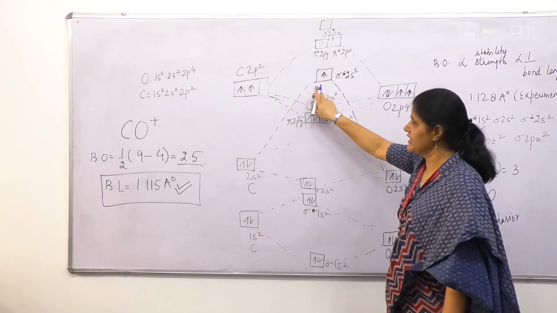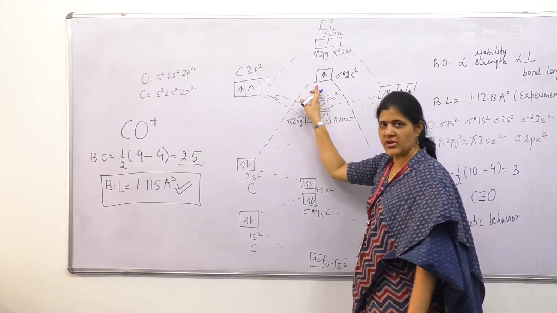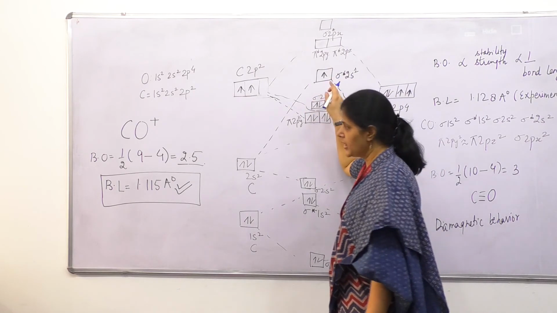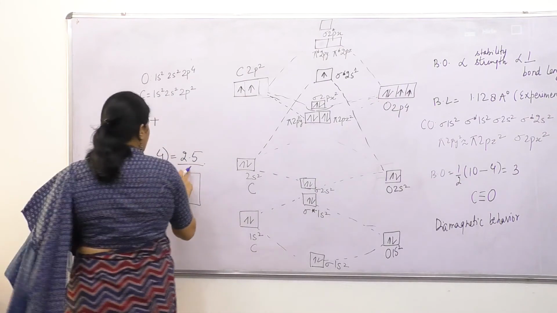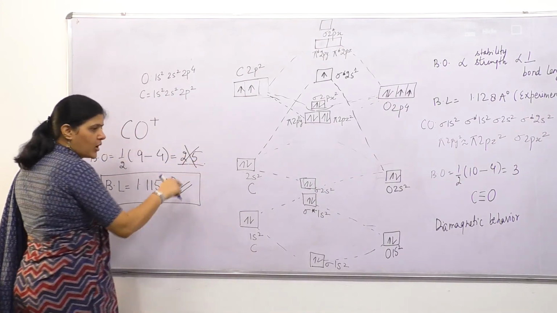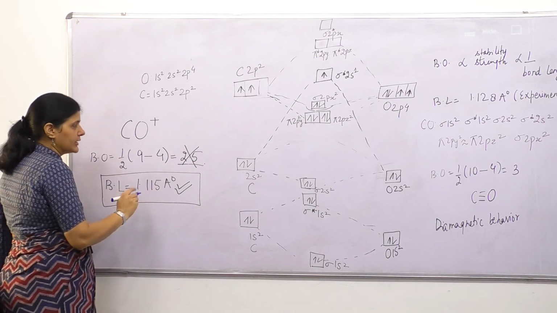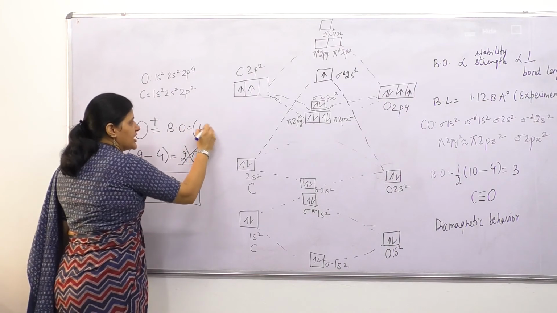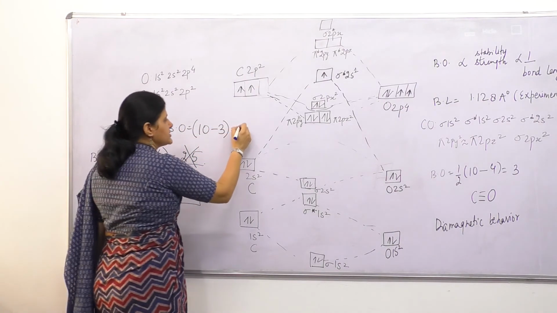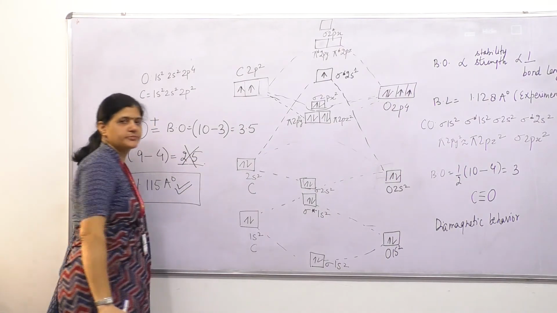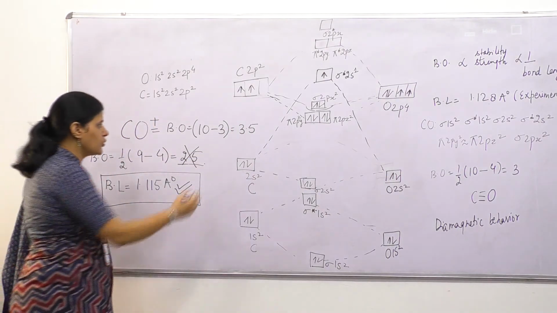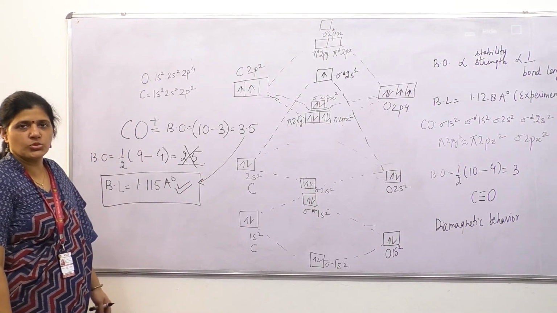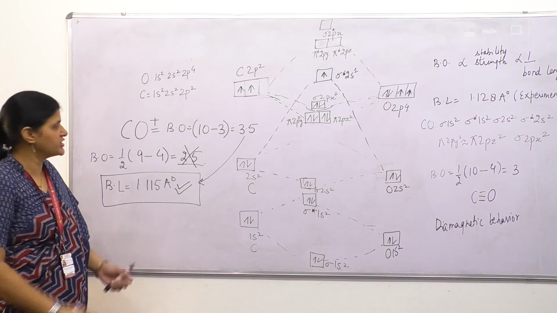It rearranges its energy, it increases, it becomes HOMO, and now the electron is removed from this orbital and the bond order we obtained, 2.5, was wrong, and now we will obtain the bond order again. Now the bond order of CO plus will become 10 minus 3, that is 3.5. Now these two values correspond. Now we look carefully at these two values. These two values now correspond to each other.